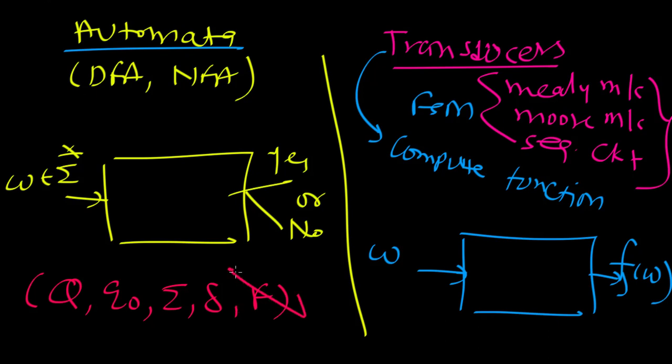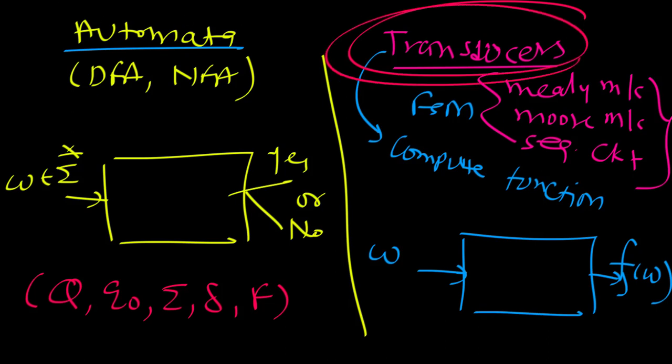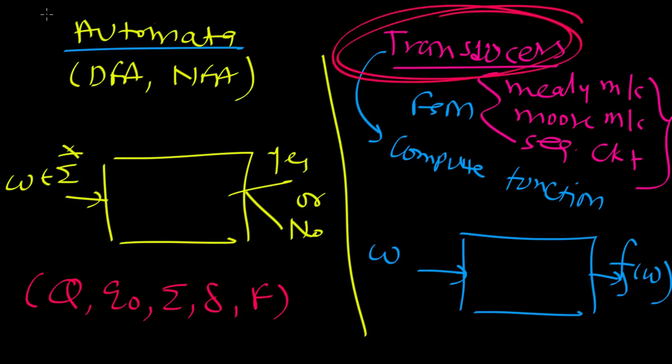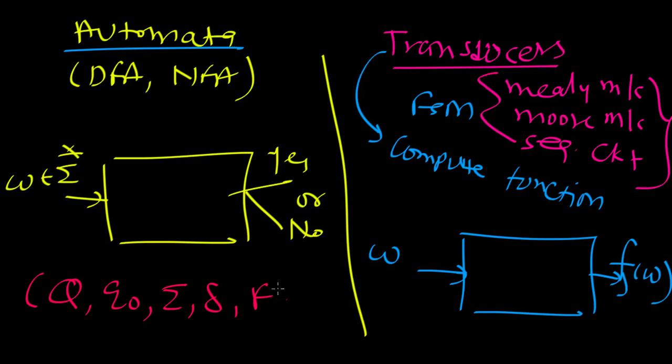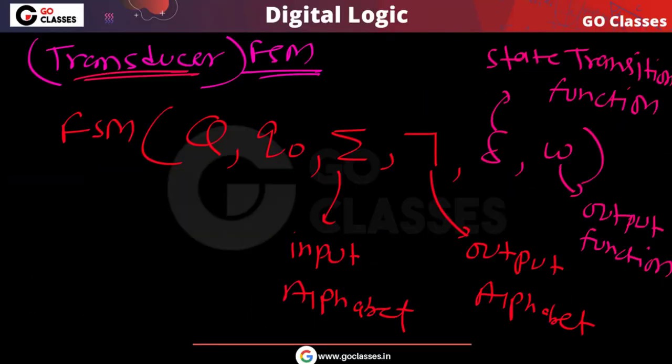But this concept we don't have in this transducer. In this transducer, we don't accept or reject. What we do? In this transducer, we take some string and we compute some function. So this transducer will compute some function. That's the point. So in the transducer, we don't have any concept of a final state. So this concept we don't have.